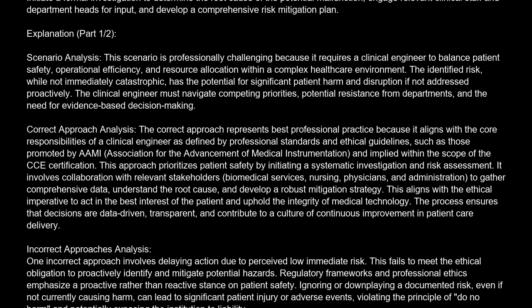One incorrect approach involves delaying action due to perceived low immediate risk. This fails to meet the ethical obligation to proactively identify and mitigate potential hazards. Regulatory frameworks and professional ethics emphasize a proactive rather than reactive stance on patient safety. Ignoring or downplaying a documented risk, even if not currently causing harm, can lead to significant patient injury or adverse events, violating the principle of do no harm and potentially exposing the institution to liability.